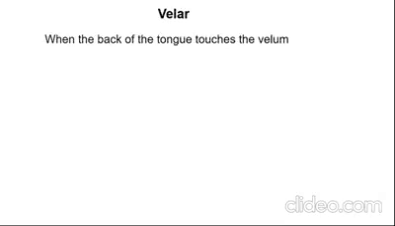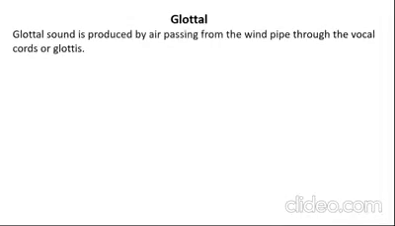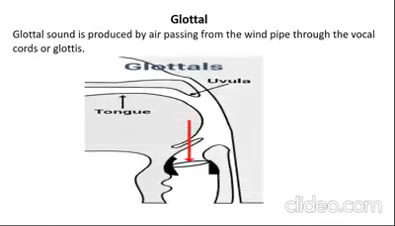Velar. When the back of the tongue touches the velum. Look at the diagram, at the end of your mouth. That is the velar. Glottal. A glottal sound is produced by air passing from the windpipe through the vocal cords or glottis. It is inside, just above your throat and below your mouth. Okay, almost in the throat. It is called a glottal sound.